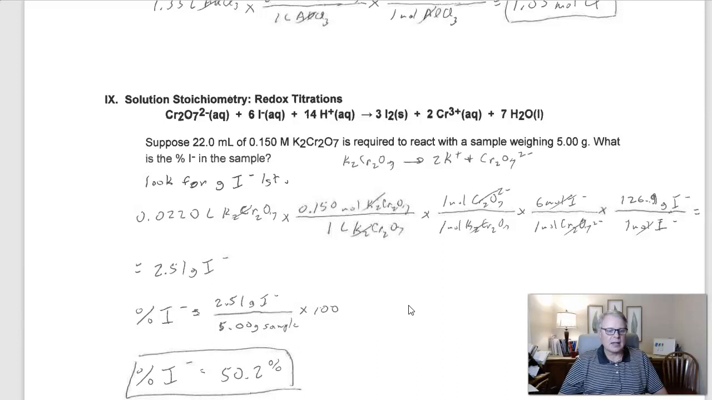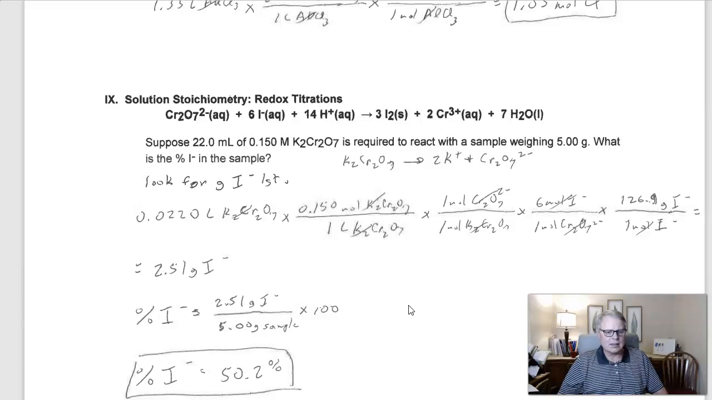So this is a redox titration. I can take a solution with dichromate in it. That's what the Cr2O7 2- is. And I can react that with a solution with iodide in it. Iodide, that's that I-, 6 of those. This works better in acidic solutions, so we're going to kick in 14 H pluses to get this to go. And that goes to 3 I2 plus 2 chromium 3 pluses plus 7 waters. This is a balanced redox equation.